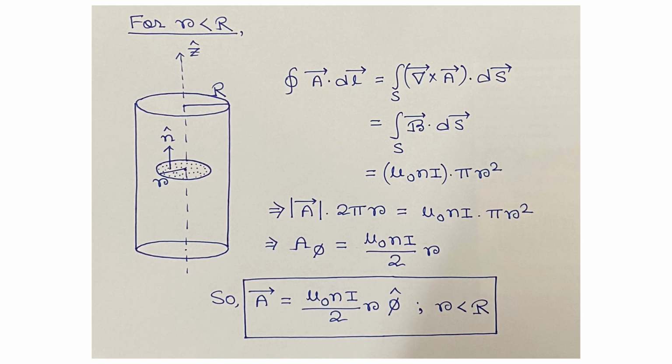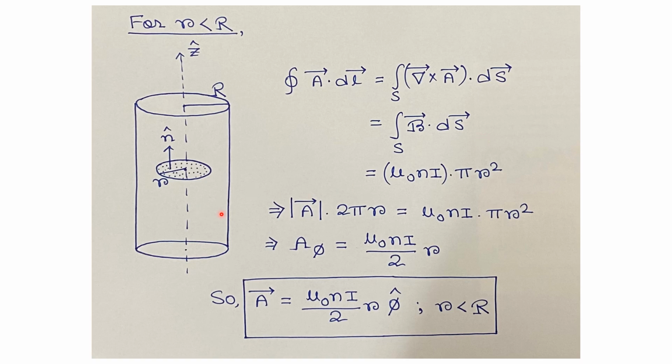Now we'll consider the first case, that is small r less than the radius of the solenoid. So this is basically the region inside the solenoid. For this we'll consider a circular path of radius small r at position z equals L by 2. We will calculate the closed path integral of vector potential along this circular boundary. Now this line integral can be written as the surface integral of the curl of the vector potential. And we know the curl of vector potential is basically our magnetic field. So it can be written as the surface integral of B vector.